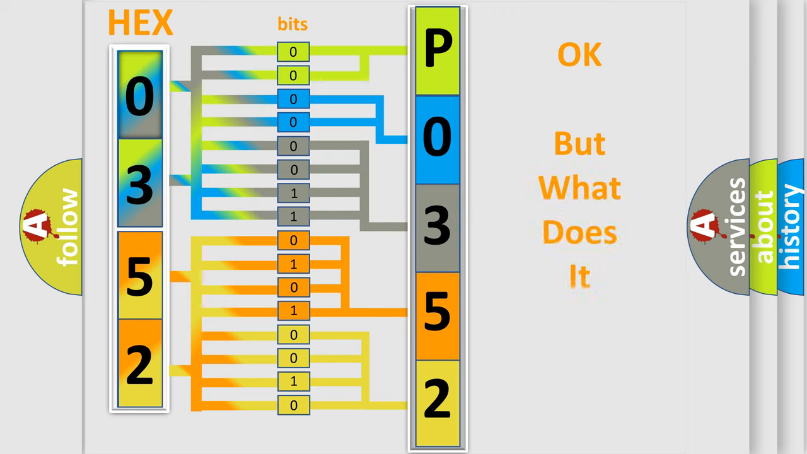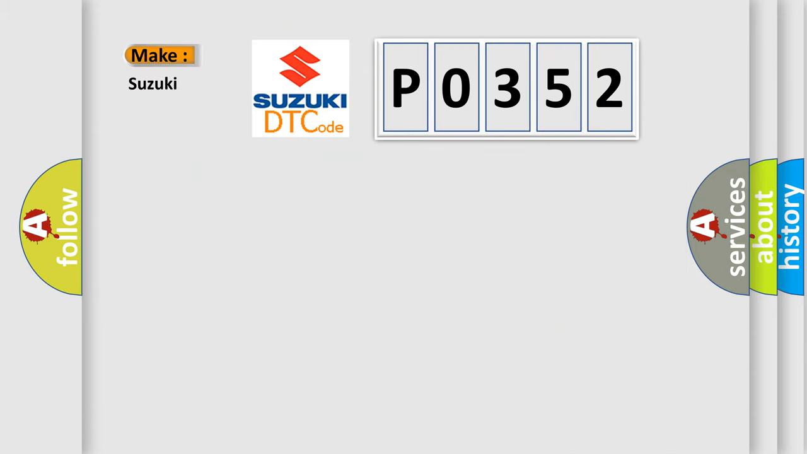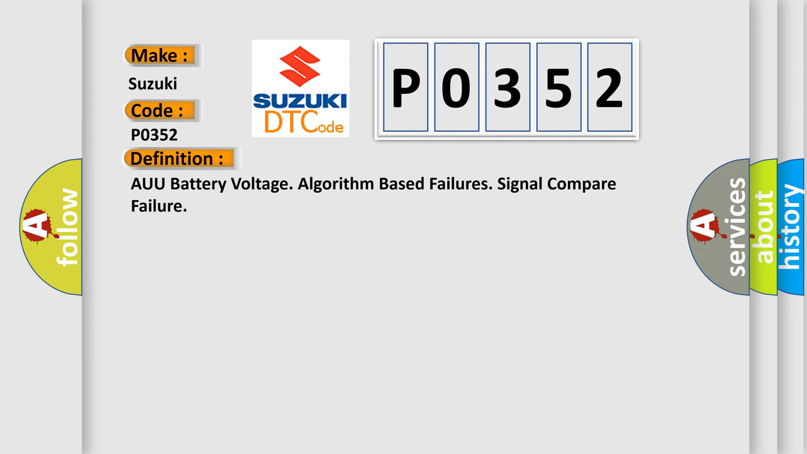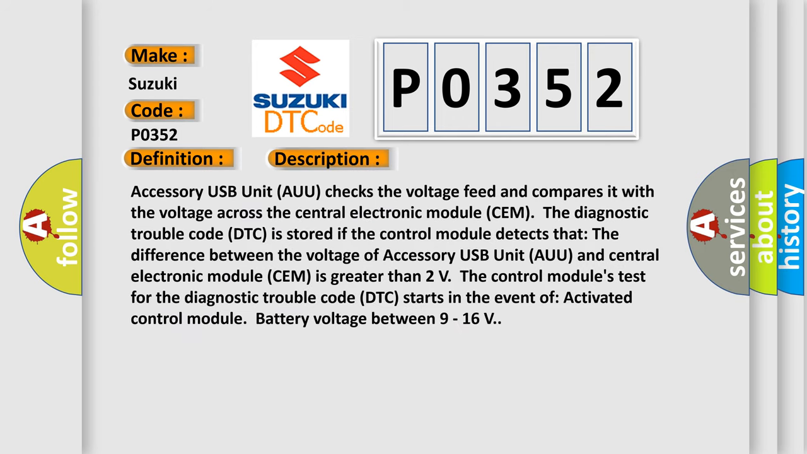The number itself does not make sense to us if we cannot assign information to what it actually expresses. So, what does the diagnostic trouble code P0352 specifically interpret for Suzuki car manufacturers? The basic definition is AUU battery voltage algorithm based failures signal compare failure. And now this is a short description of this DTC code.